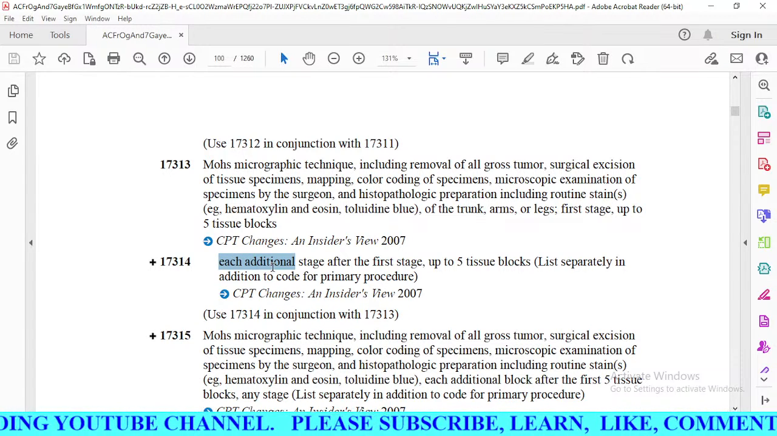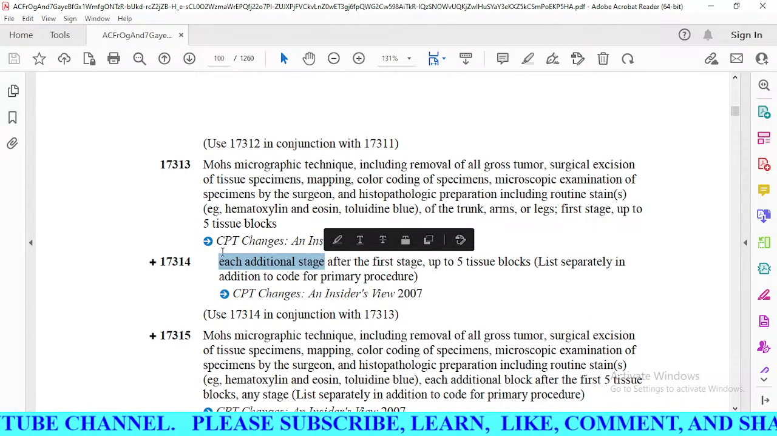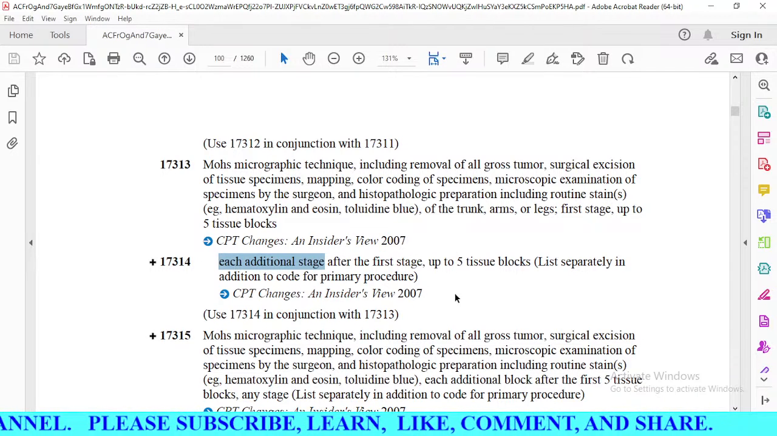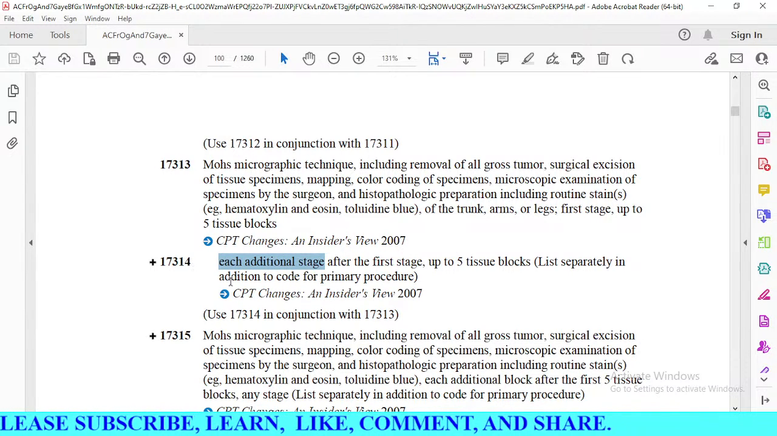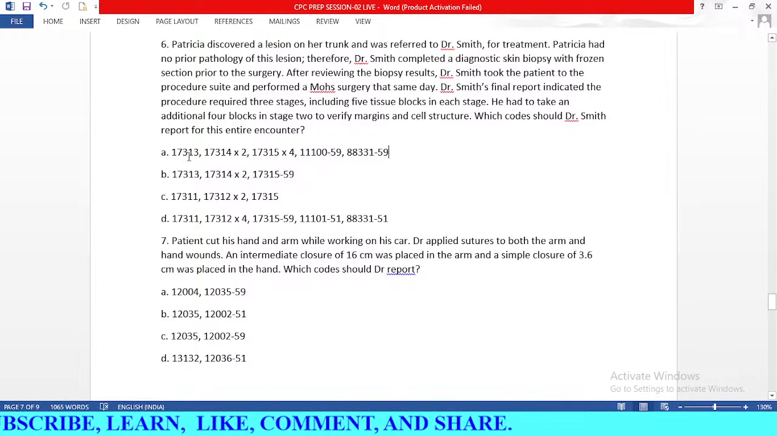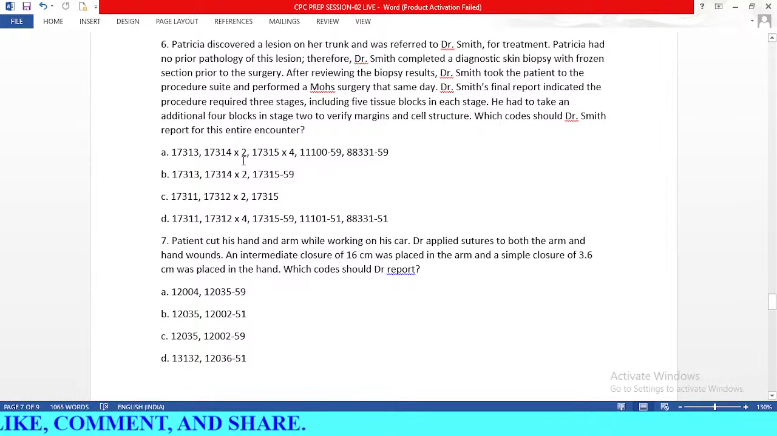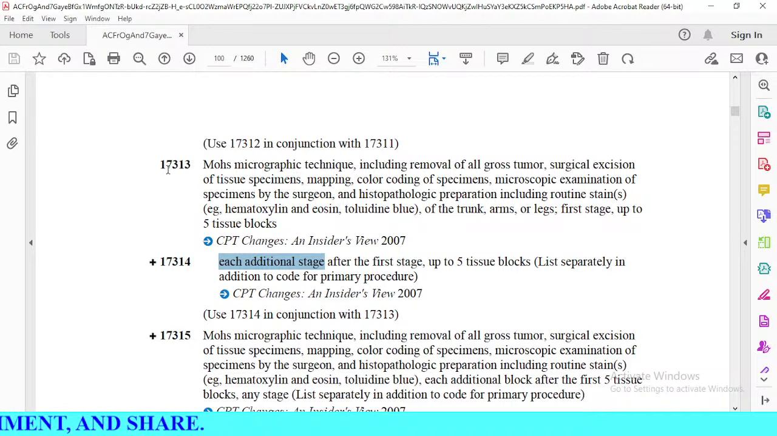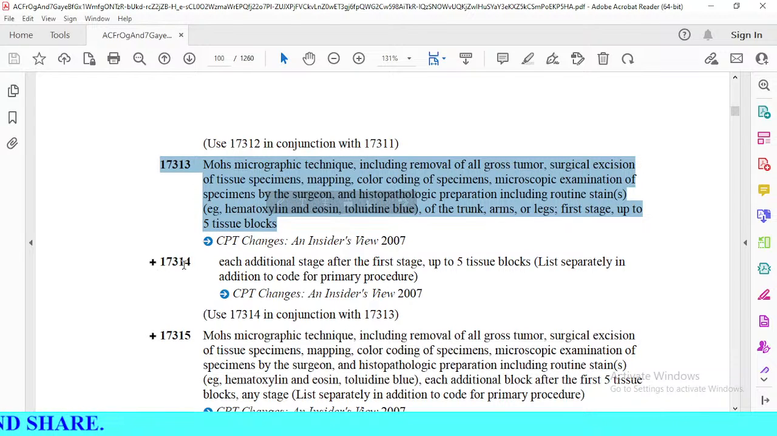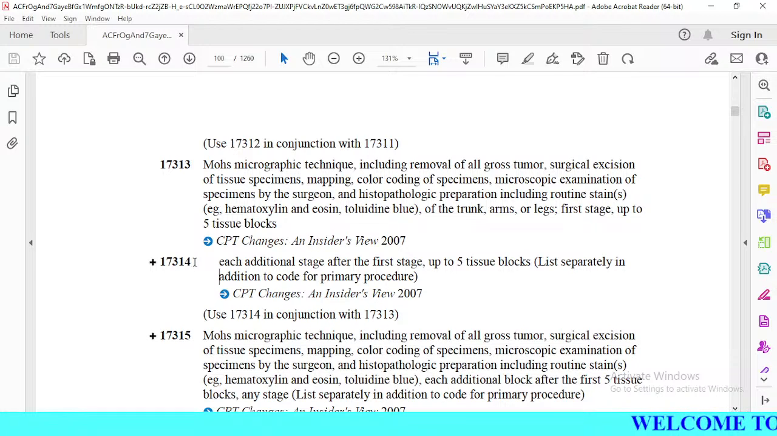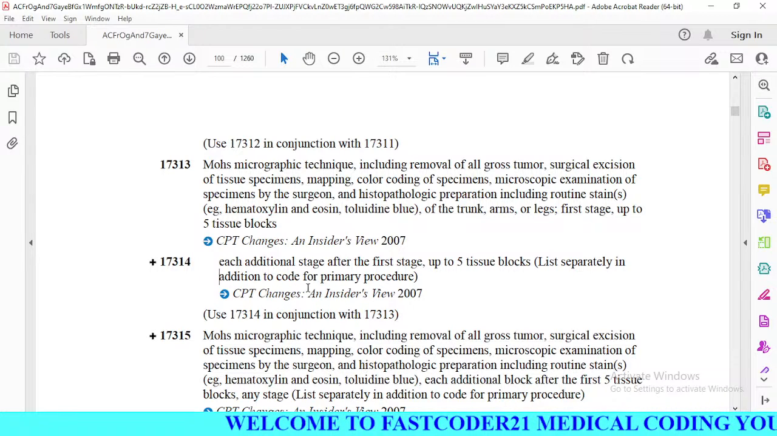Here see, the words each additional stage mean that for the second stage we need to code 17314 and for the third stage we need to code 17314. So our answer here is 17313 for the first stage, 17314 times 2 for the remaining 2 stages. Because of that each, we need to code 17314 2 times because we have 3 stages: 17313 for first stage, 17314 for second stage, 17314 for third stage. So half of the answer we got now.